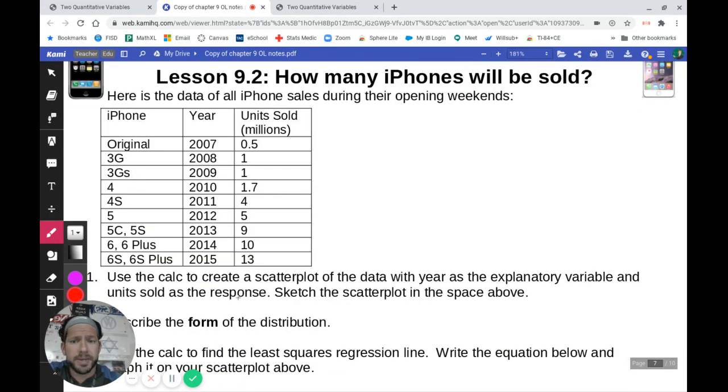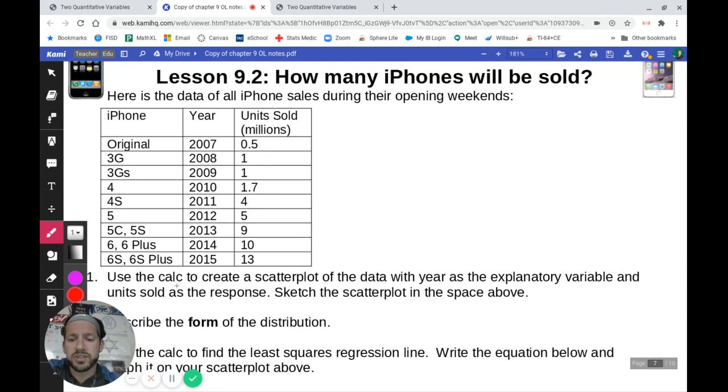And we're back a couple pages later talking about how many iPhones will be sold, still thinking about correlation and lines of best fit or least square regression lines. And we're going to add to that a little bit of residuals. So we have the type of iPhone that was developed and looks like one every year for about 8 years here. And then the units sold in millions. So 500,000, a million, 1.7 million, so on and so forth.